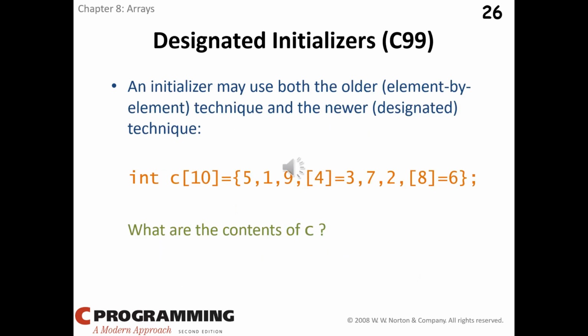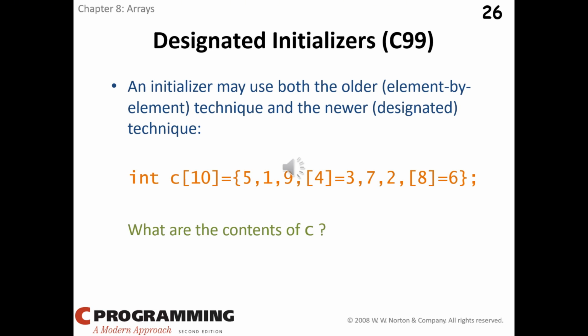And in this slide, we can see how we can mix and match different initialization techniques in C99. So in C99, we have the option to use both the older technique, where we list out values for each element one by one, and the newer technique, where we specify values for specific positions using designators. So for example, let's look at the array in orange. Here we are using both techniques to initialize our array C. It's like saying, hey computer, set the 5th slot to 3 and the 9th slot to 6, while the rest follow the default instructions.